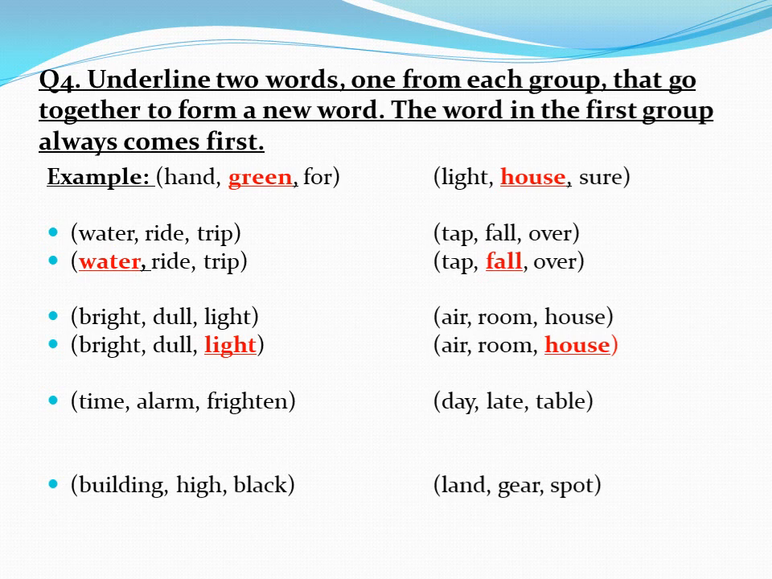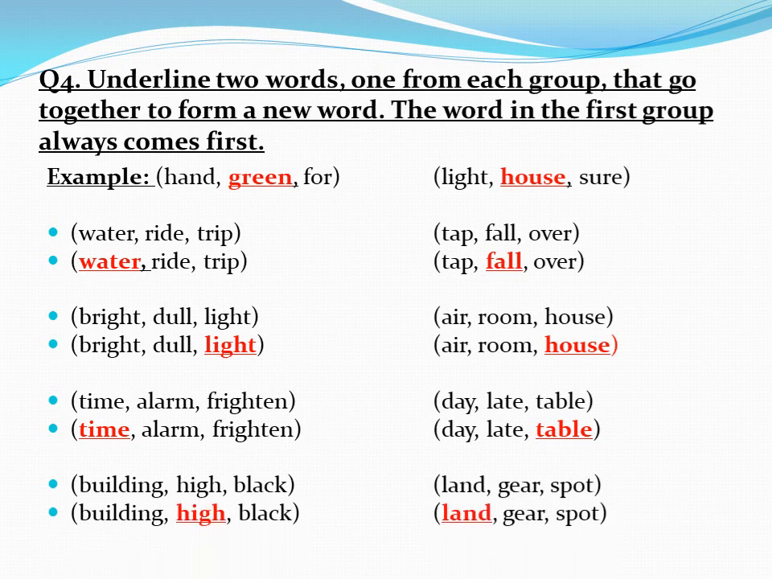So from the next example, time, alarm, frighten, and the second group of words are day, late, table. So the word we can make is timetable. Let's take the last example, building, high, black, and the second group of words are land, gear, spot. So the one word we can make using one word from each group of words is highland.